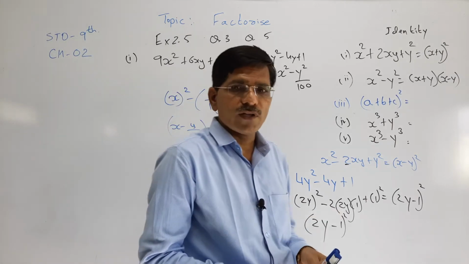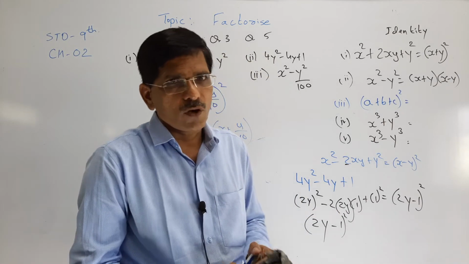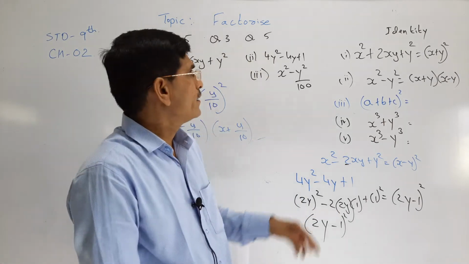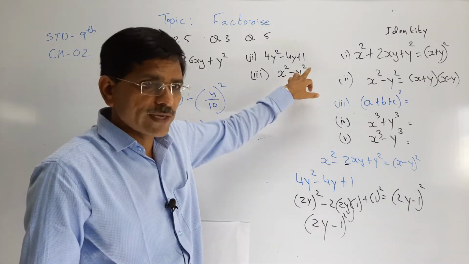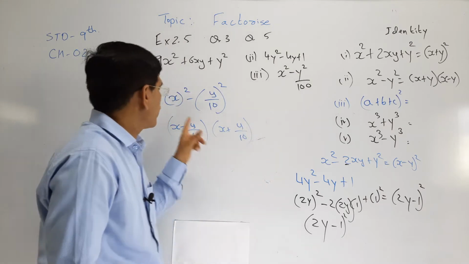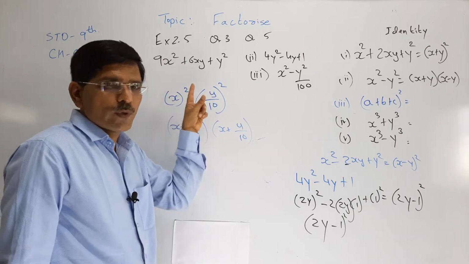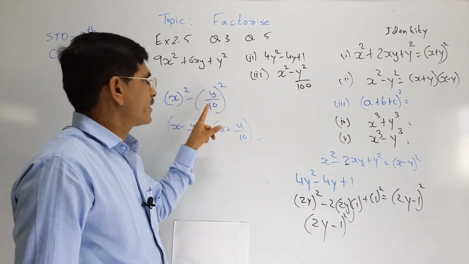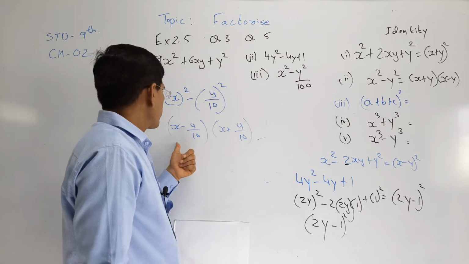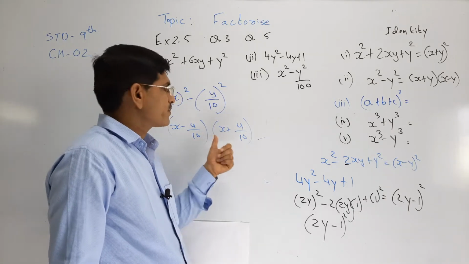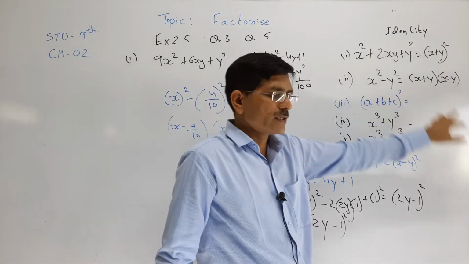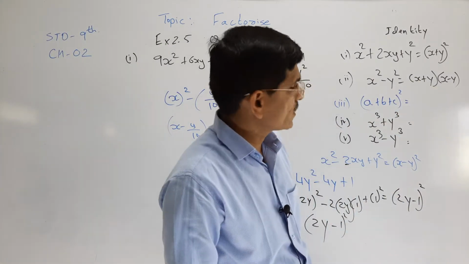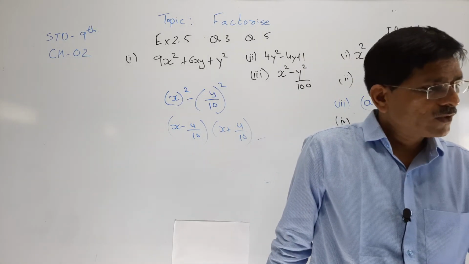It is called difference of squares. So, x square minus y square upon 100, then I have to write x whole square minus y upon 10 whole square. So, (x minus y upon 10)(x plus y upon 10). Which identity am I using? x square minus y square is equal to (x plus y)(x minus y).